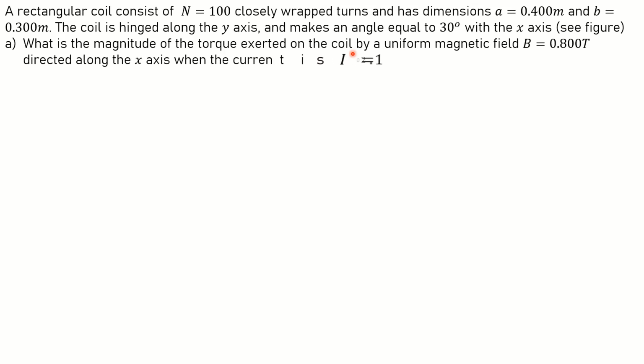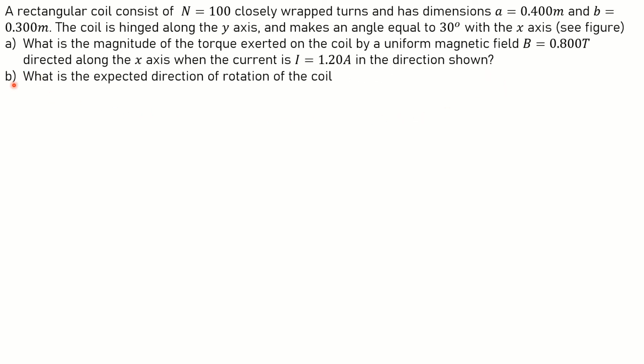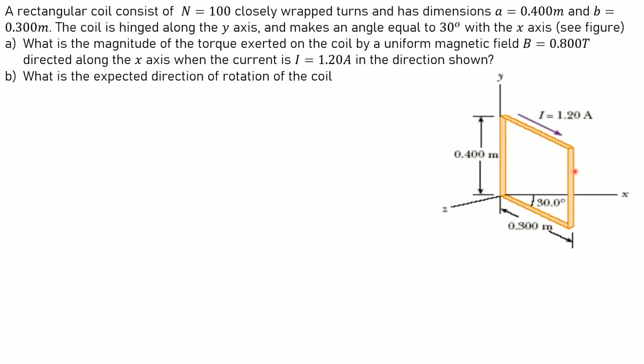Now part A is asking us to find the magnitude of the torque exerted on the coil by a uniform magnetic field strength directed along the x-axis when the current is I, 1.20 amperes in the direction shown. We are going to see that in the diagram. Part B is asking us to find the expected direction of the rotation of the coil. So here is the figure that describes this question.